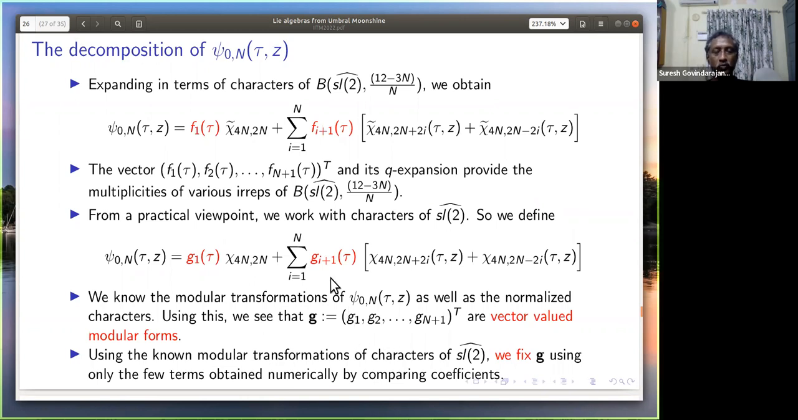But now the question is, how do we know what these things are? What we did is experimentally, we know these guys. We know the size, we know the chi's.